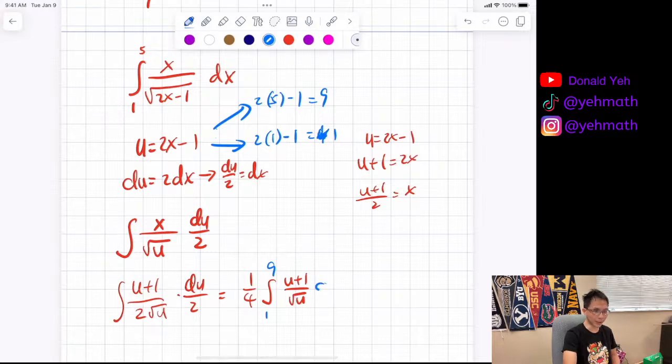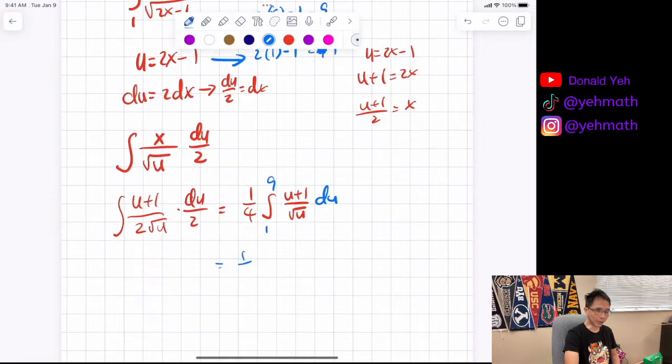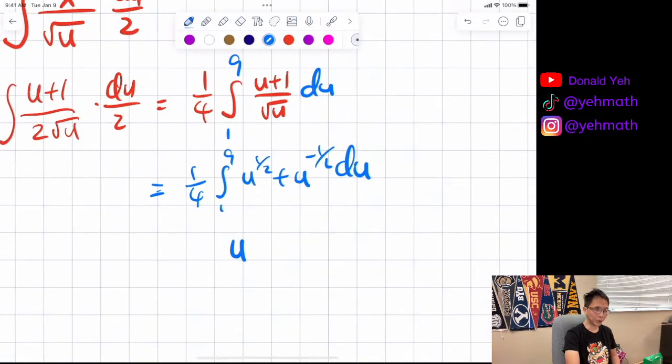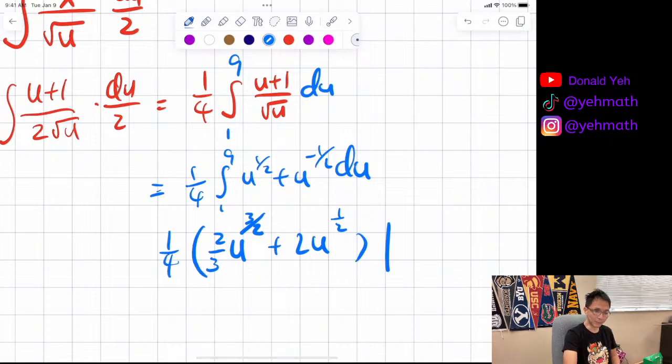Now, how do I take the integral of this? You have to use whatever you learned before. Splitting. 1 to 9. This one's going to be u to the 1/2 plus u to the negative 1/2 du. Are you following me so far? u to the what? 3 over 2. 2 over 3, right? Plus what? u to the what? 1/2, 2, good. And this is a 1/4 times from 9 to 1.